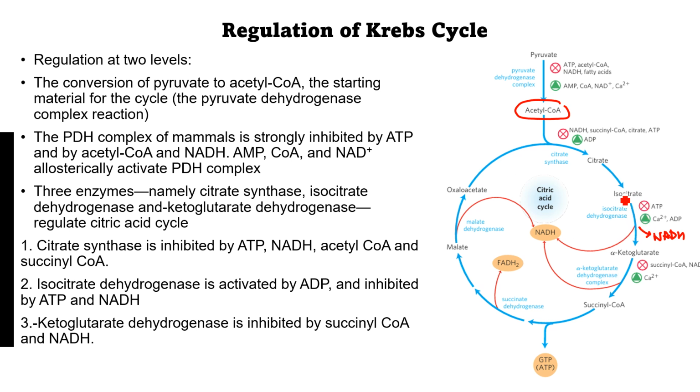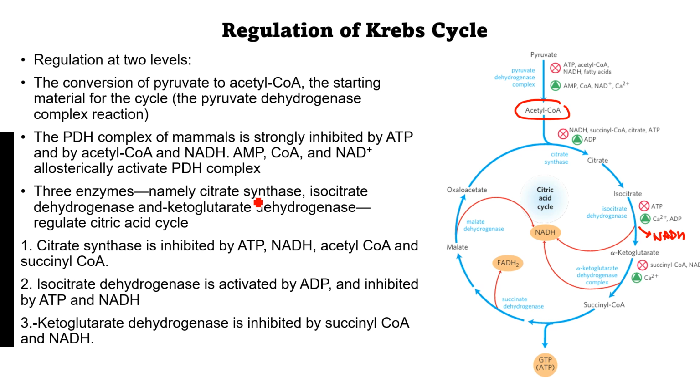So in these steps, remember these steps. If you can remember the steps where the regulation is taking place, then it would be good. Isocitrate to alpha ketoglutarate, there is one NADH molecule generated. And then alpha ketoglutarate to succinyl CoA, there is again NADH generated.